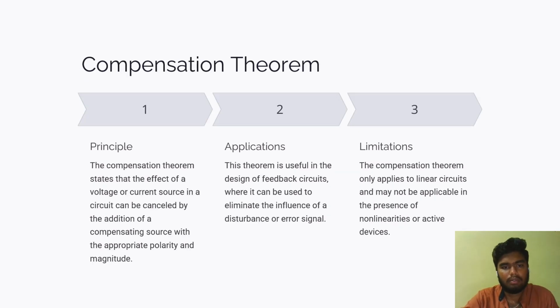Here, the compensation theorem states that the effect of a voltage or current source in a circuit can be cancelled by the addition of a compensating source with the appropriate polarity and magnitude. Coming to applications, this theorem is useful in the design of feedback circuits, where it can be used to eliminate the influence of a disturbance or error signal. The limitations are that the compensation theorem only applies to linear circuits and may not be applicable in the presence of non-linearities or active devices.